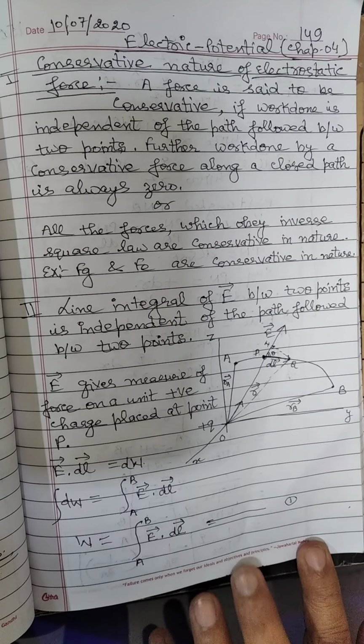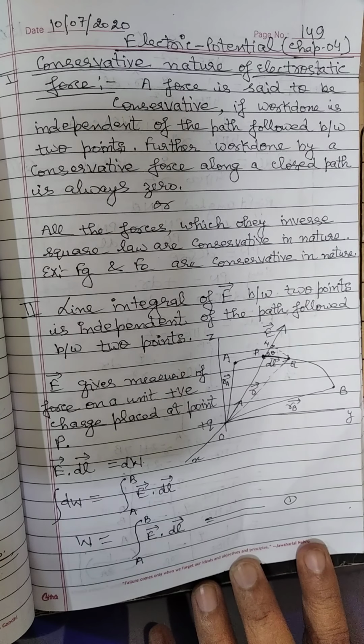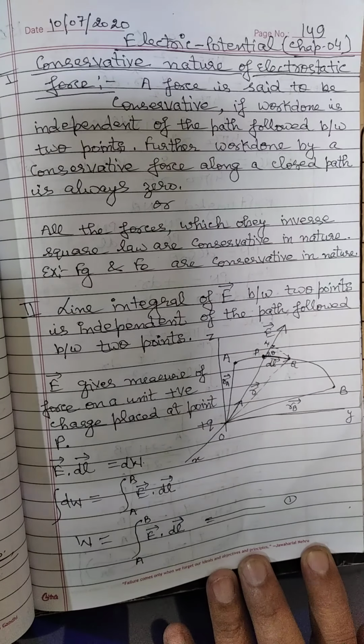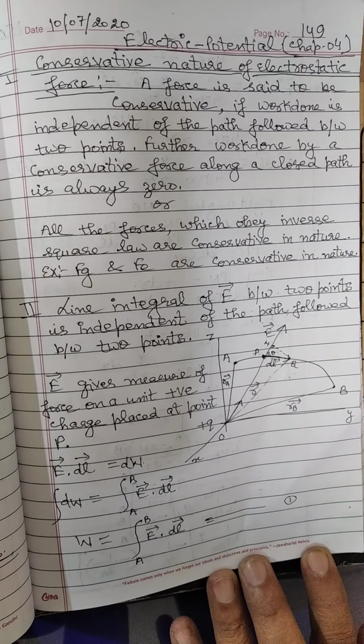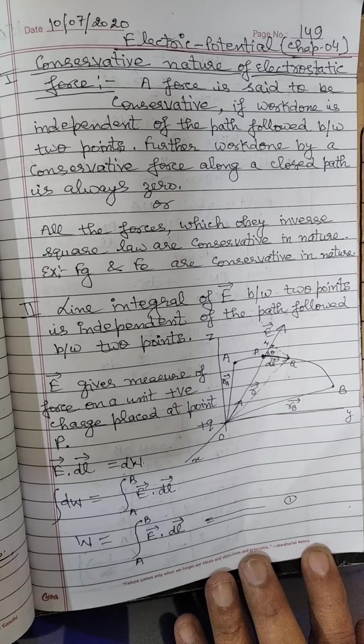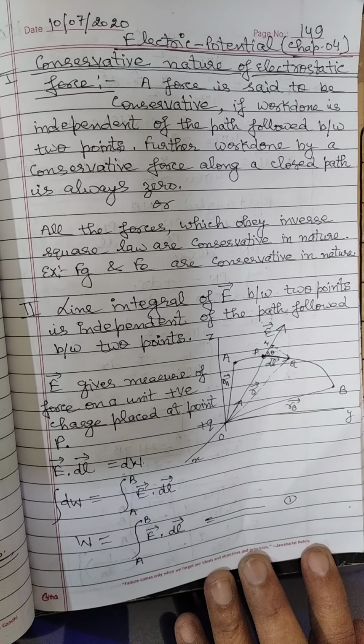The second thing which we have to discuss here is that the line integral of the electric field between the 2 points is independent of the path followed between the 2 points. Because electric field and force, we can take it as similar, because what is the electric field? Electric field, children, is the force exerted on the unit positive test charge. E is equal to F upon Q0.